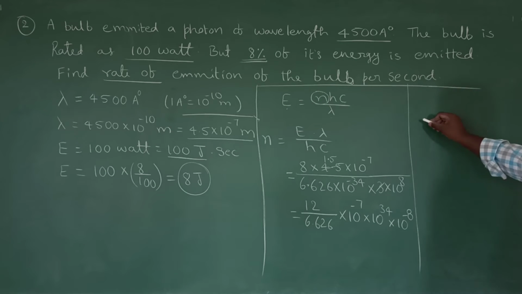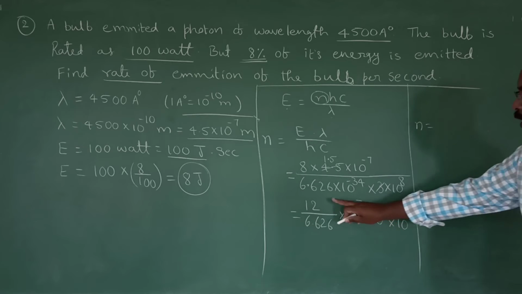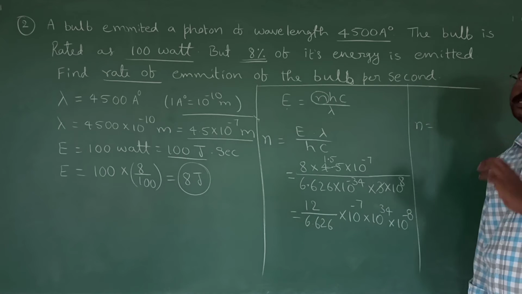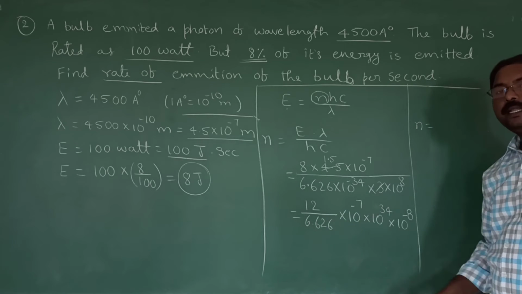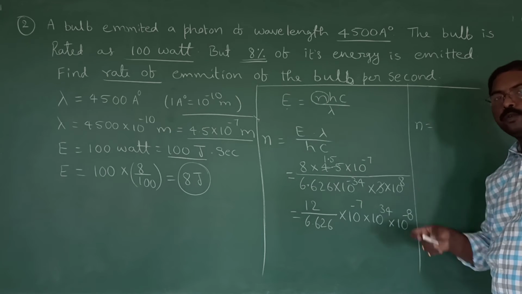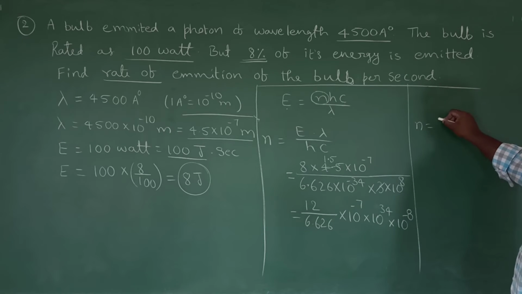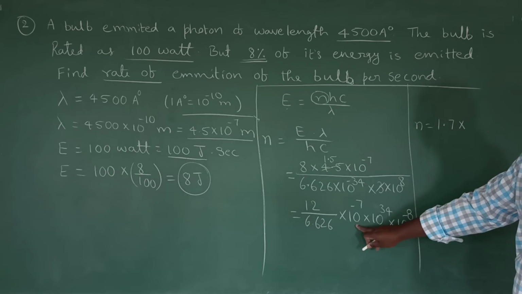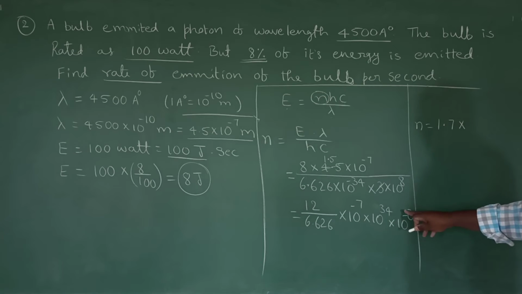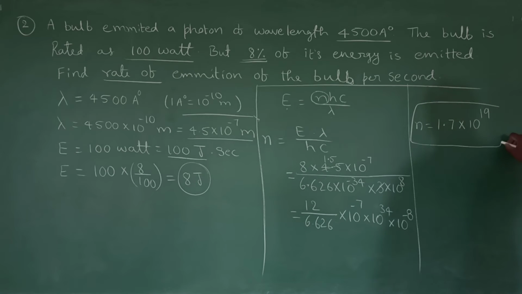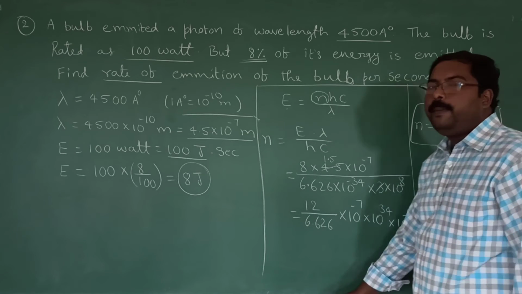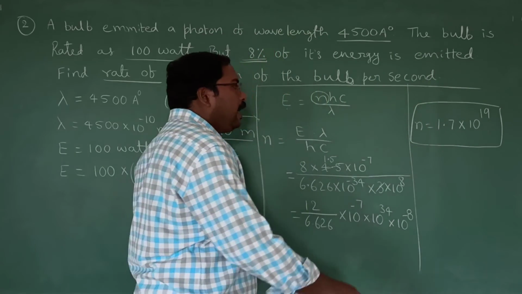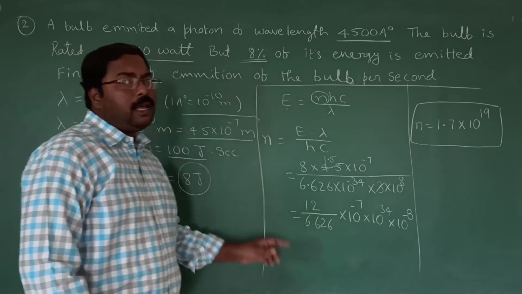Now by adding all those, what will we get? 12 by 6 means 2. So 6.6 will be less than 2 times. So approximately I am taking it as 1.7. Now 10 to the power minus 7 plus 34, how much will it be? 10 to the power plus 19. So this many photons will be emitted. So this is the rate of emission of the bulb.